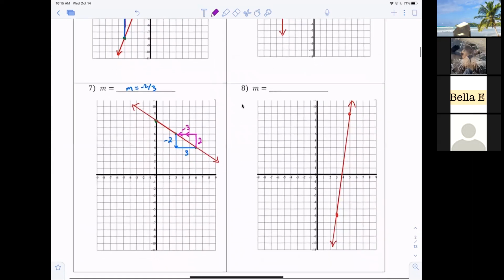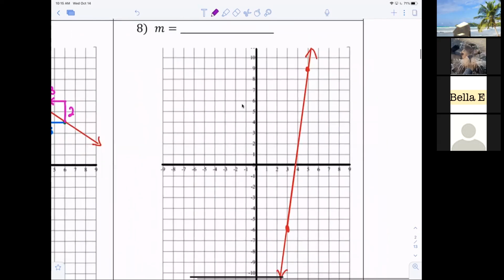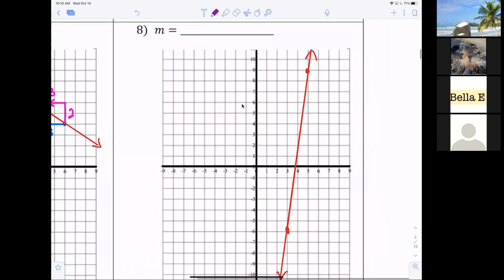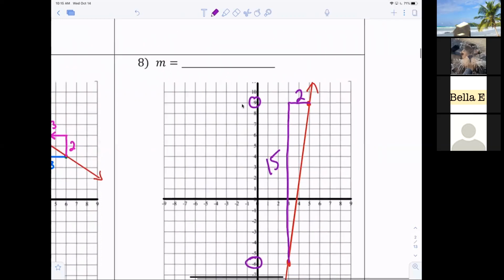Number 8. Here we go. Now this one's kind of silly, but let's look at it. I have to count all the way up here, and then I went over here. So I started at what? -6, and I went to what? 9. So how much is that? 15. Or you can count 15. So 15, and then I went to the right how many? 2. So the slope of that line is 15 over 2.